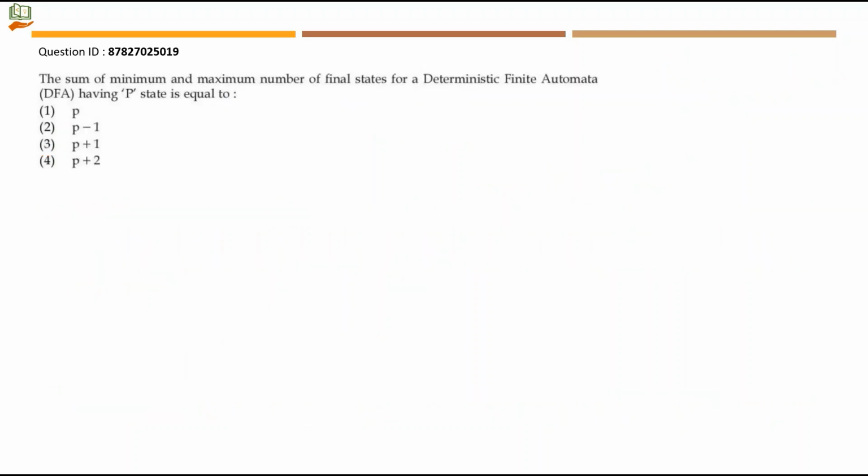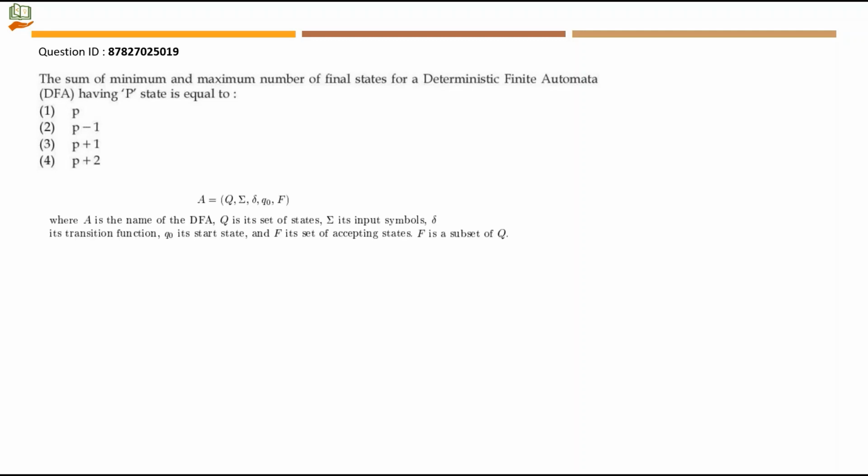Next question. The sum of minimum and maximum number of final states for a deterministic finite automata, DFA, having P states is equal to. So let's take the tuple of a DFA. Q is the set of states. The count is given as P here. Then we have the input symbols, then we have the transition function, then we have Q naught as its start state, and F is a set of accepting states. They say F is a subset of Q.